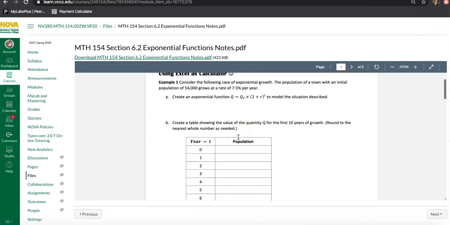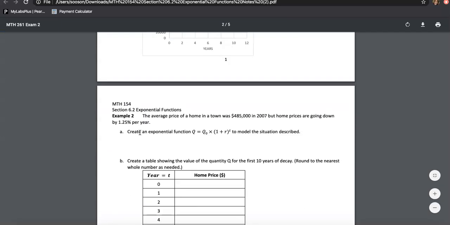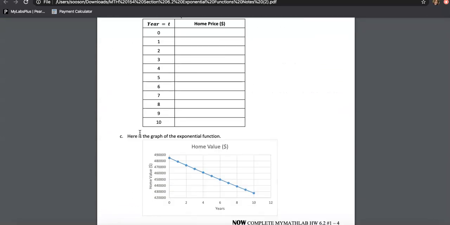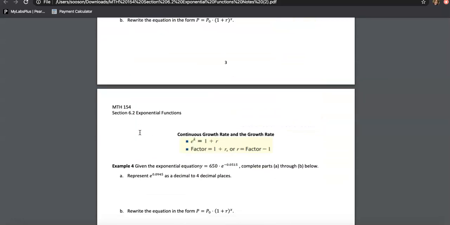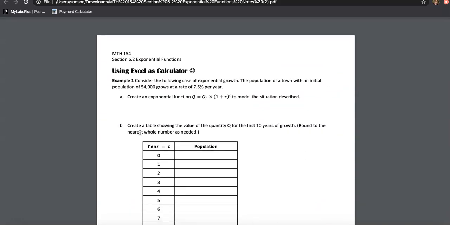So we just went over on this note number 1, example 1, and example 2. I'm going to come back and do page 3, 4, and 5 shortly, okay? I'll see you later.